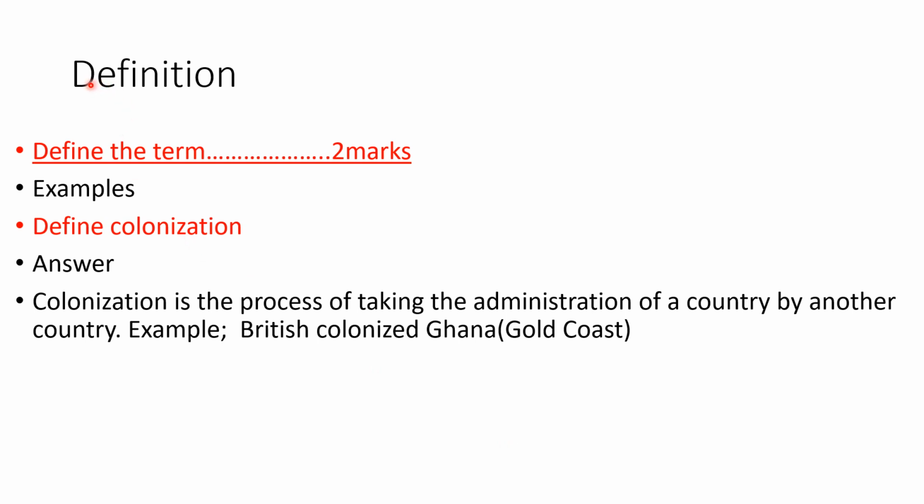Another set of questions is definition. So define the term. If it is a term, usually it's 2 marks. Example: define colonization. Here you just define and give an example if any. So colonization is the process of taking the administration of a country by another country. Example, the British colonized Ghana. So this is 2 marks. You don't need to explain, just move to the definition and example and you are done. Even if you explain, you still get 2 marks. They won't award any extra marks to you.